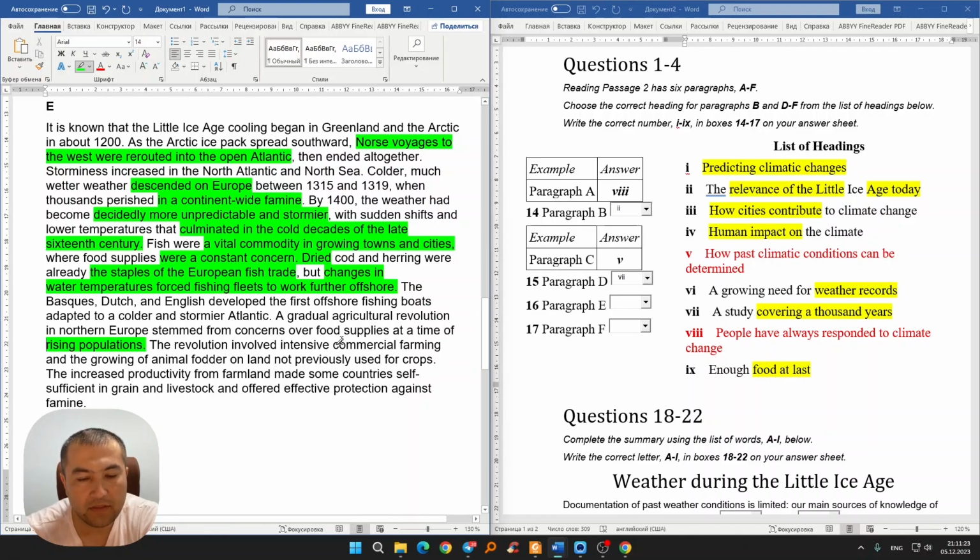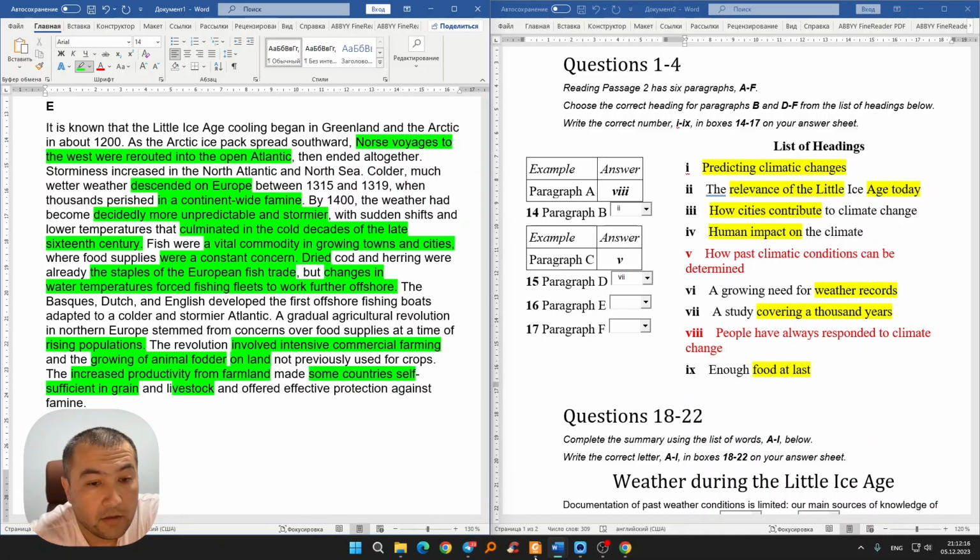The revolution involved intensive commercial farming, growing of animal fodder on land not previously used for crops. The increased productivity from farmland made some countries self-sufficient in grain and livestock, and offered effective protection against famine. And I think it's not going to be number 4, because it's not talking about human impact at the end. So let's try to pay attention to this.